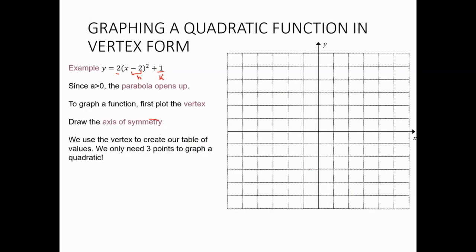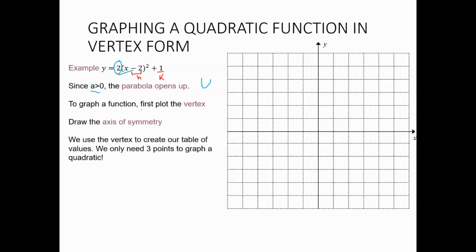So first thing we're going to look at is: is this value a positive or a negative? The value in front of my bracket is positive, so a is greater than 0. It's a positive term, so that means my parabola opens up. It's an upward facing parabola.